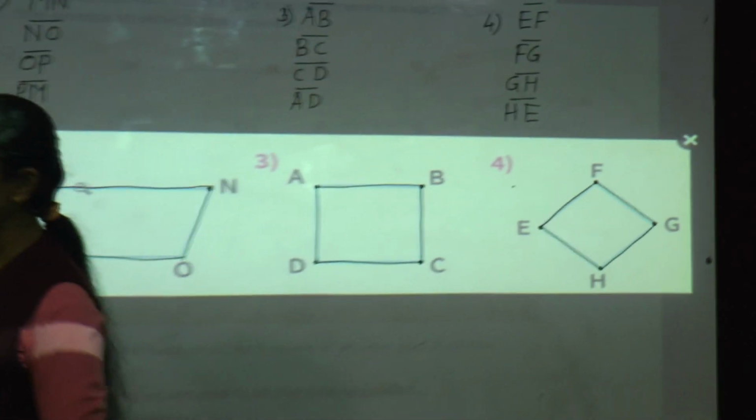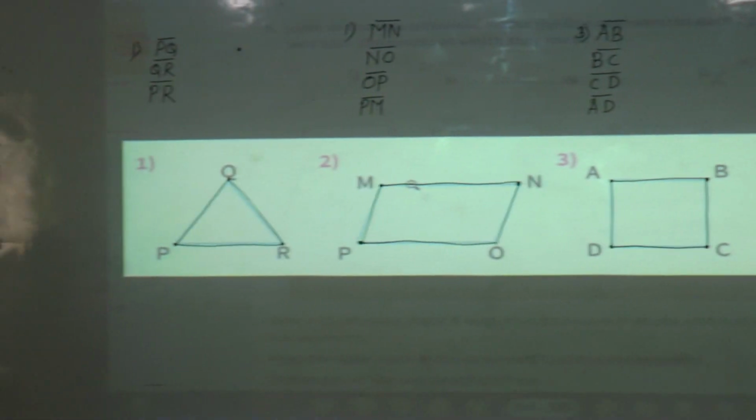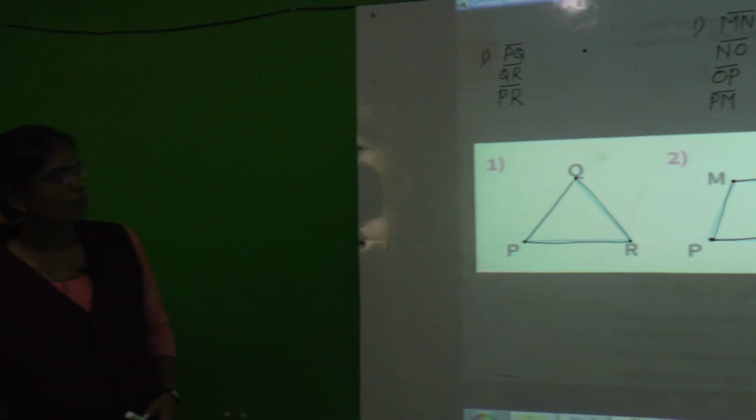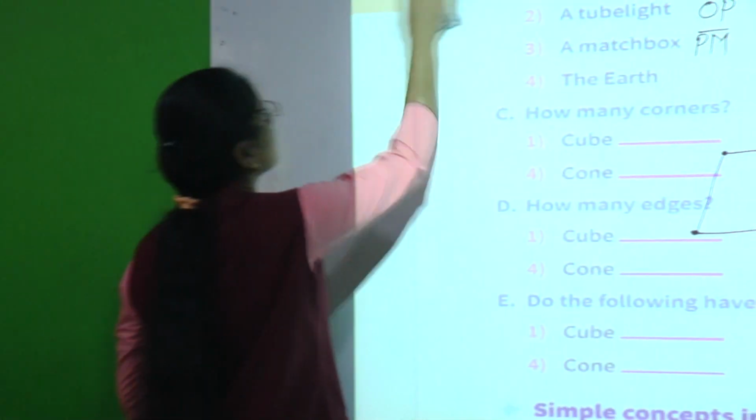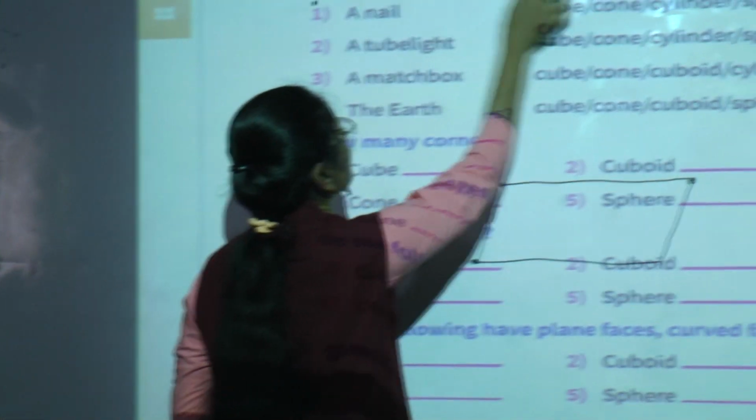So students, in this way what have we seen today? We have seen some simple geometrical concepts. The first we have seen the point, okay. Then we have seen line, line segment and ray.